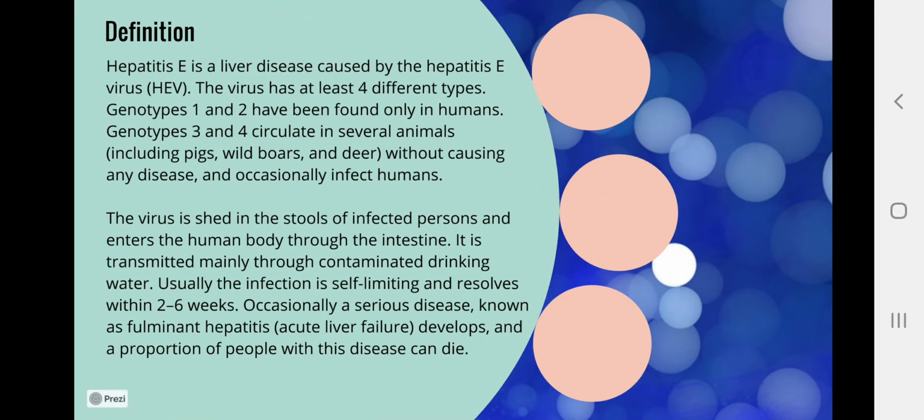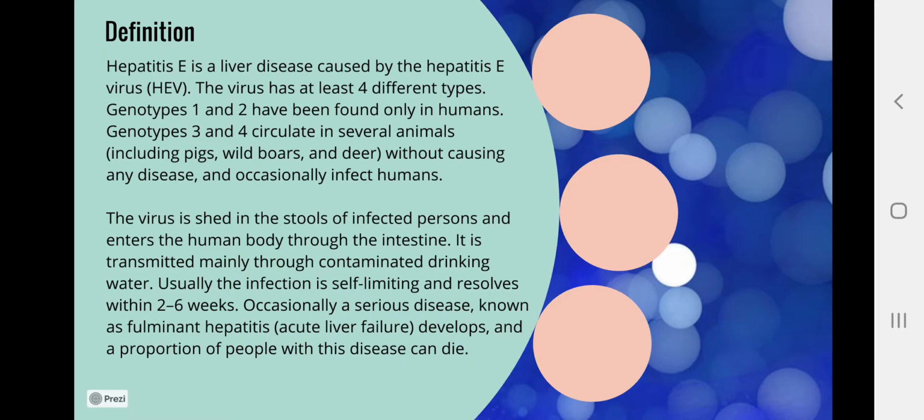Hepatitis E is a liver disease caused by the hepatitis E virus, or HEV. The virus has at least 4 different types. Genotypes 1 and 2 have been found only in humans. Genotypes 3 and 4 circulate in several animals, including pigs, wild boars, and deer, without causing any disease and occasionally infect humans. The virus is shed in the stools of infected persons and enters the human body through the intestine.